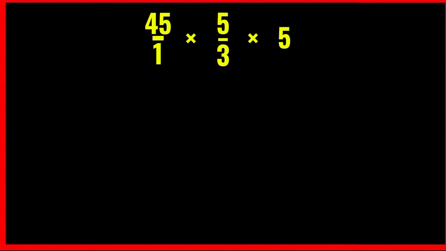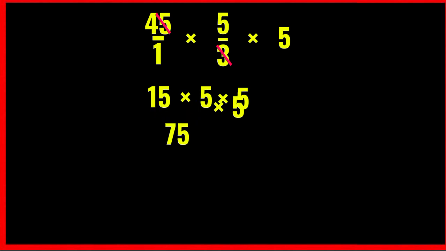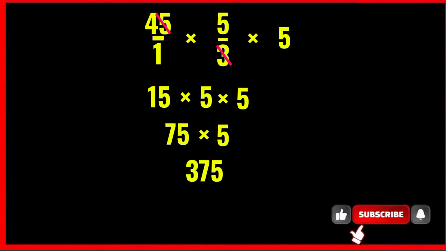Since everything is now multiplication, we can simplify. 45 and 3 have a common factor of 3. 45 divided by 3 is 15. 3 divided by 3 is 1. Now we have 15 multiplied by 5 multiplied by 5. Multiply the first two numbers. 15 times 5 equals 75. Now multiply again. 75 times 5 equals 375.